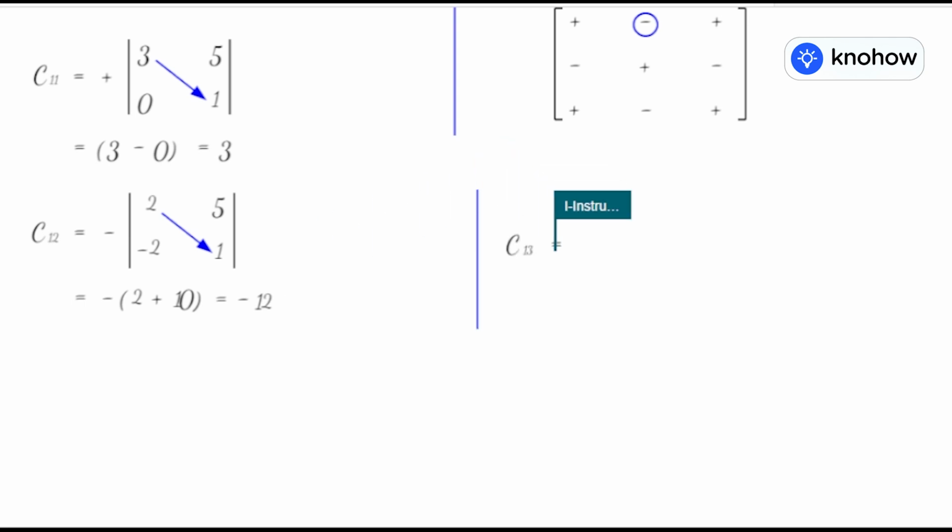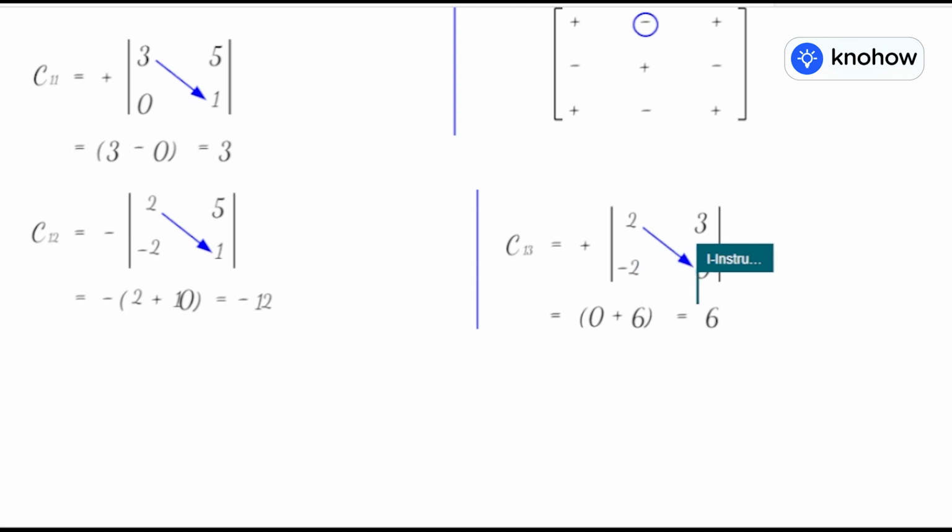So for C13 we will take the positive sign outside, delete the row and column through 2, and you are left with 2, 3, minus 2, 0. Just check: 2, 3, minus 2, 0. And now you work out: you get 2 into 0, 0, and minus minus plus 6. So C13 is 6. Now let me find out the cofactors of the elements in the second row.